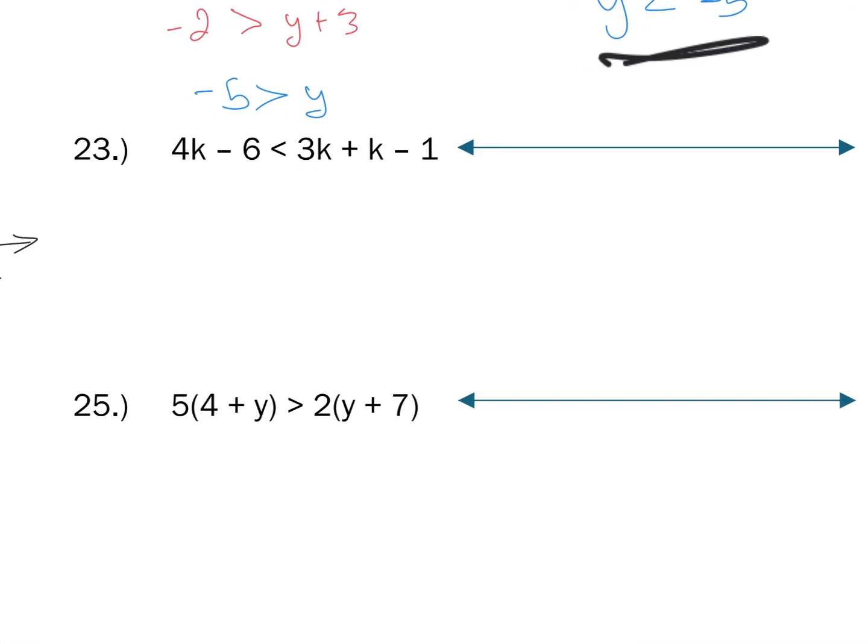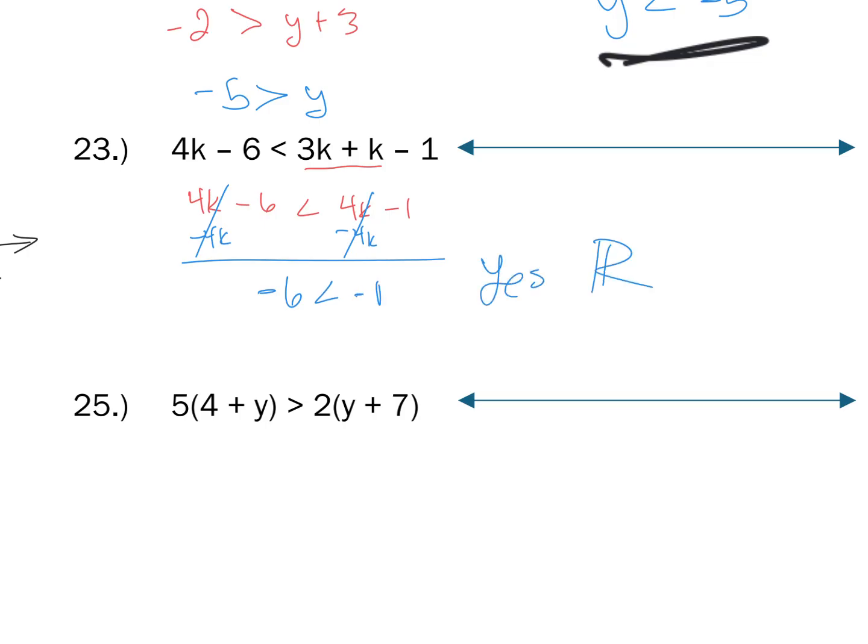4k minus 6. Oh look, we have some like terms there. We can simplify. Well, I'm already looking at this going, I have some number subtracted by 6. Is it going to be less than the same number minus 1? Yeah, I think so. But let's keep going. Let's subtract 4k from both sides. And oh, look, the 4k's cancel. Is negative 6 less than negative 1? Yes. It's all real numbers.